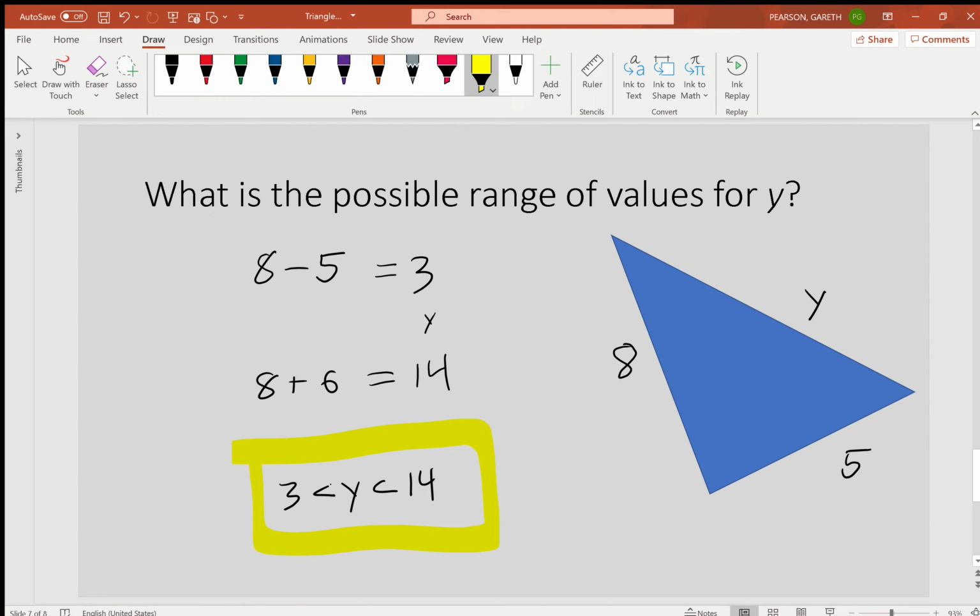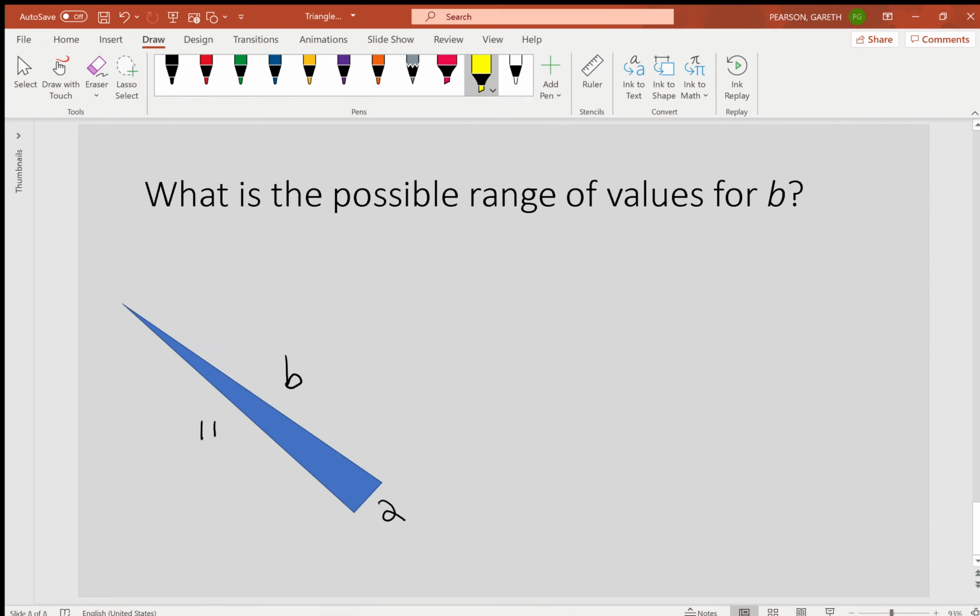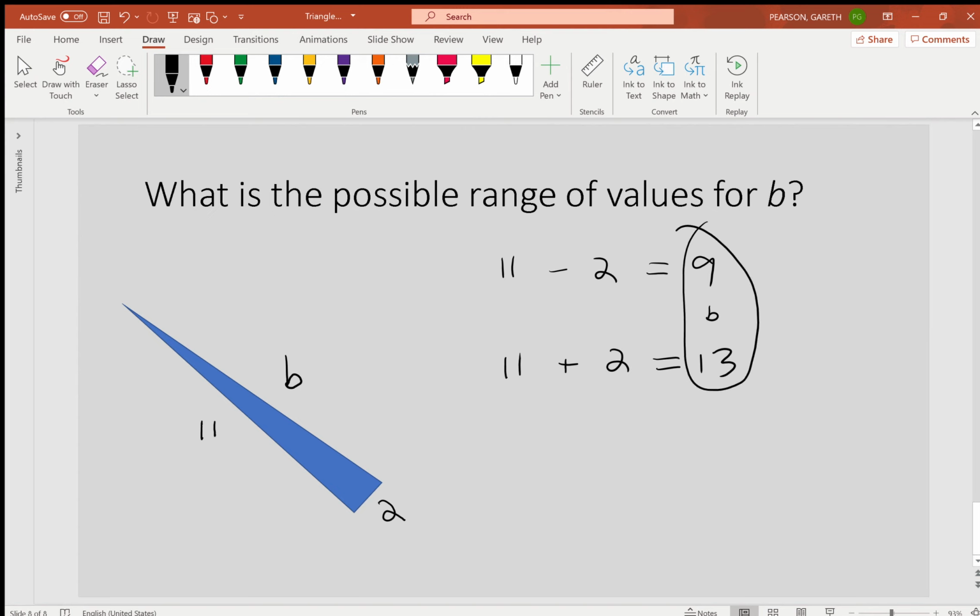Okay? For here, we're going to do the exact same thing. Again, I encourage you to please pause your video and try to work it out on your own so you can practice. Alright, so I'm given two values. I'm given 11 and 2. Now, I'm going to subtract them and I'm going to add them. 11 minus 2 equals 9. 11 plus 2 equals 13. The value of b can be in between 9 and 13. So mathematically, 9 must be less than b, and b must be less than 13.